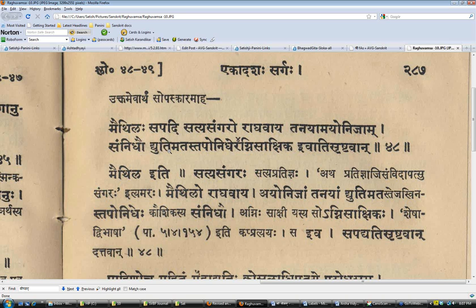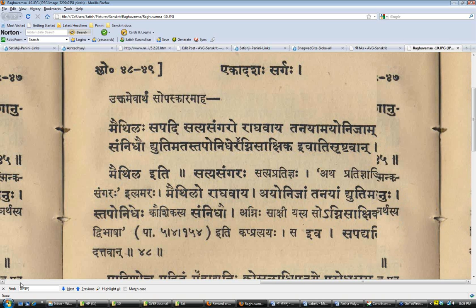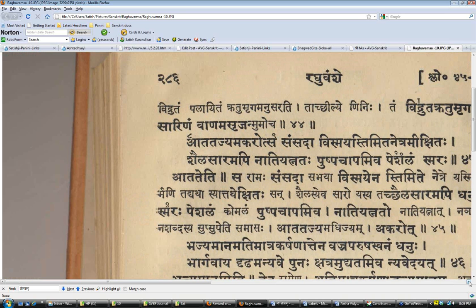Okay, look at the padanvaya. Padachchheda, Maithila iti. It tells you which verse it is commenting on. Satya-sangaraha Maithilaha Raghavaya ayo nijam tanayam dyutimataha tapo nidheh sannidhau agnisakshikaha iva sapadi atisrishtavan. Notice how the verb comes at the end. Subject, object, verb. Look at the prior page. Same thing was happening there also. So when we speak, we should maintain this order in prose order.